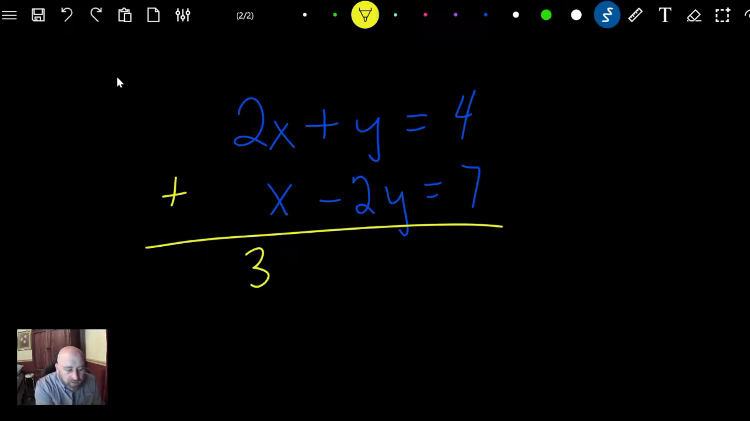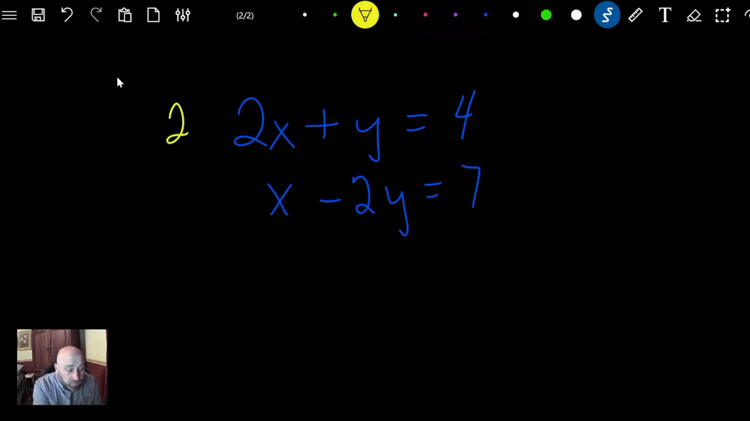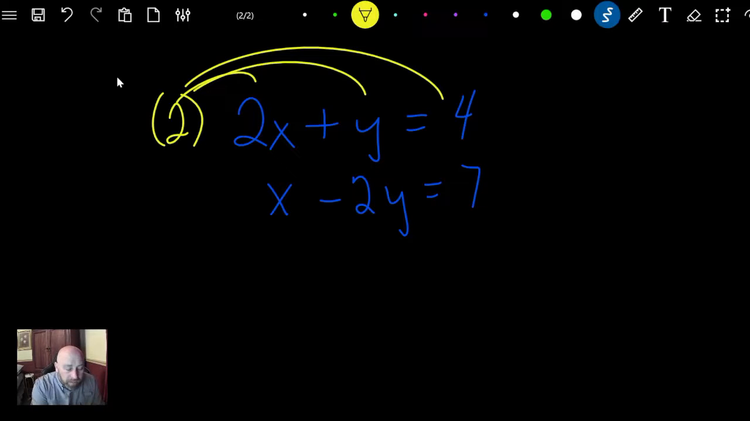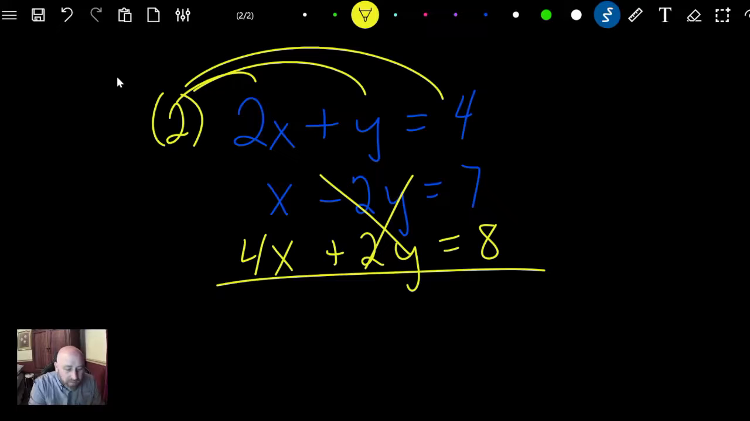So that's not going to work. That's not going to eliminate anything. So what I need to do is multiply this by 2. Okay? And so I'm going to apply that to all of those, and I'm going to end up with 4x plus 2y equals 8. That's going to cancel out for me.